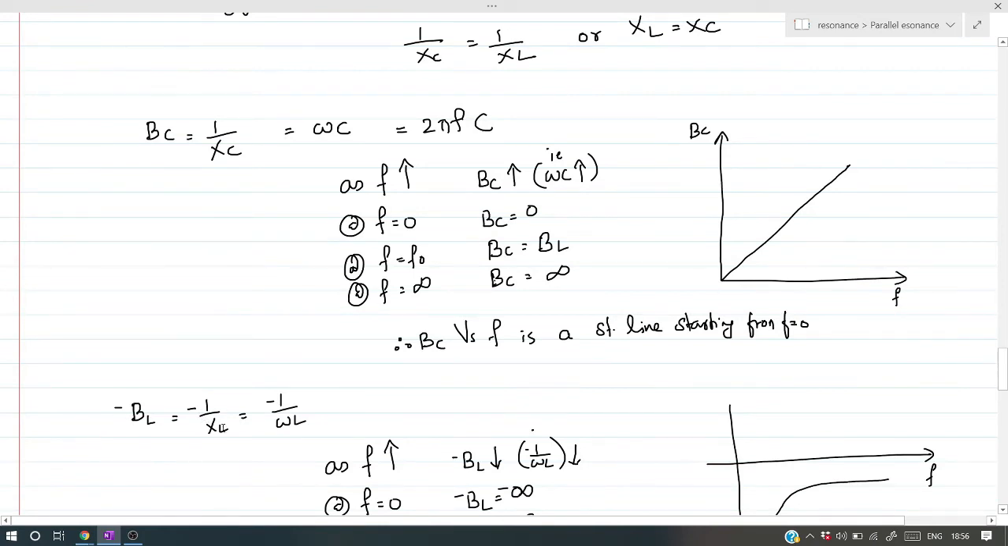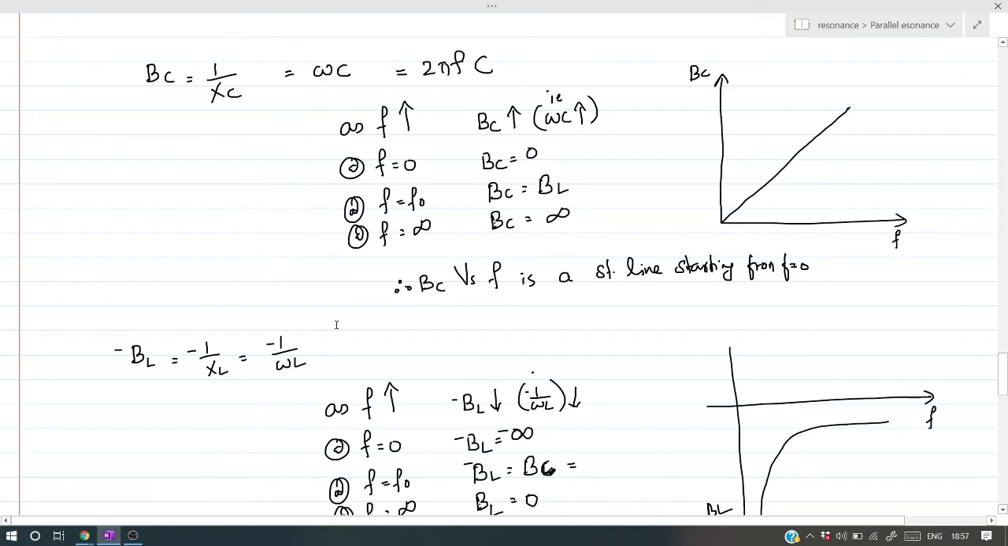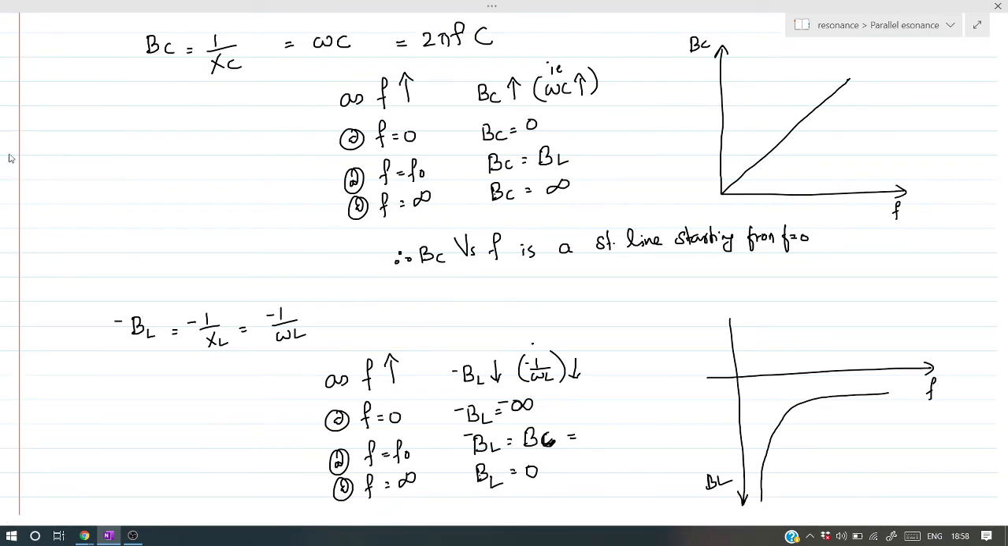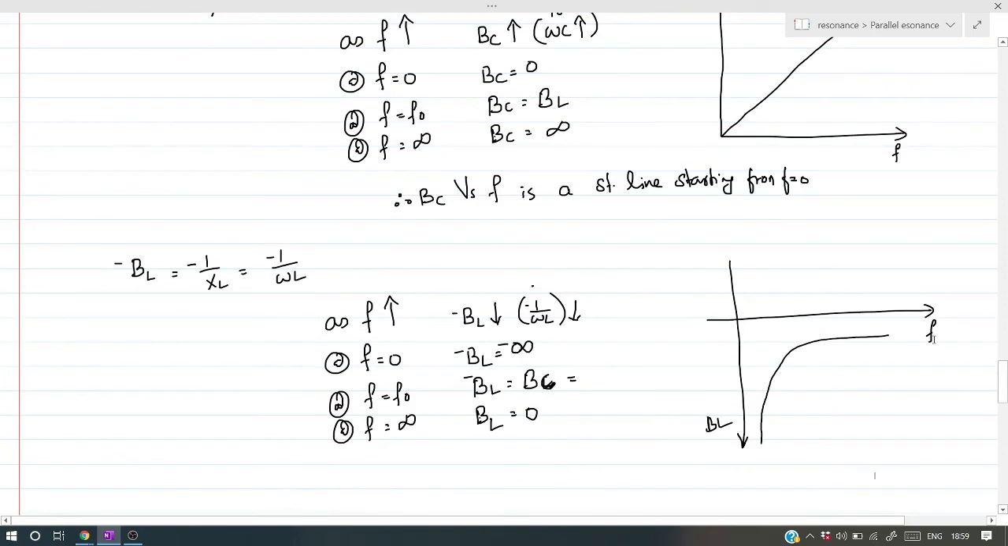Minus BL is minus 1 by XL, that is minus 1 by omega L, that is minus 1 by 2 pi fL. Here we can see that minus BL is inversely proportional to frequency. As BL increases, minus BL decreases. At f equal to 0, minus 1 by 0 will come, that is minus infinity. At resonance frequency, minus BL becomes equal to BC, that is the susceptance parts get equal. Then at f equal to infinity, this denominator part becomes infinity, so minus 1 by infinity becomes 0. So the variation of minus BL with respect to frequency looks like this.